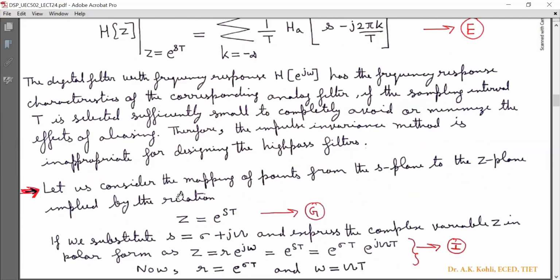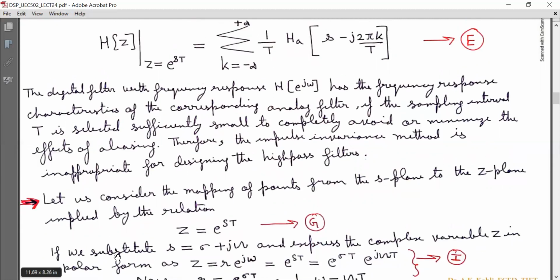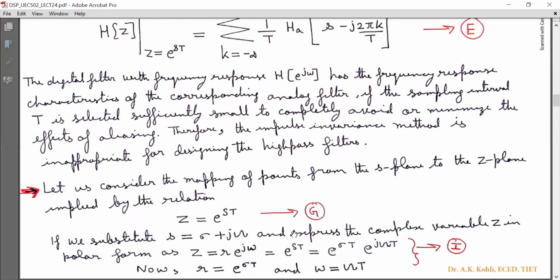Now let us consider the mapping of points from S plane to Z plane implied by the relation z is equal to e raised to power sT. Mark it as equation G. If we substitute s is equal to sigma plus j capital omega in continuous time domain and express the complex z variable in polar form as z is equal to r e raised to power j small omega in discrete time domain, which is equal to e raised to power sT is equal to e raised to power sigma T into e raised to power j capital omega T.